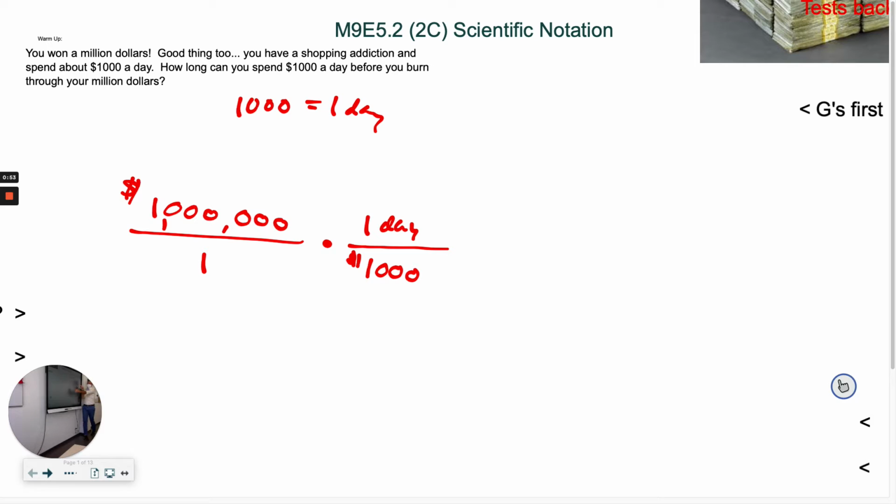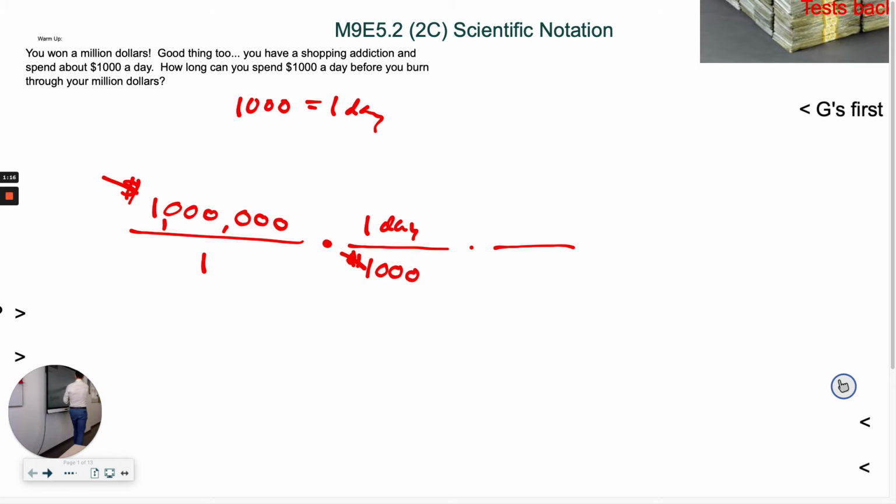I put the dollars on the bottom so they cancel, just like fractions do. Like that and that cancel, the units cancel. This is called dimensional analysis because you're messing with the dimensions. And so now I've got this many days. If you divide this by 1,000, it tells you how many days you can burn through $1,000 a day. It's 1,000 days, right?